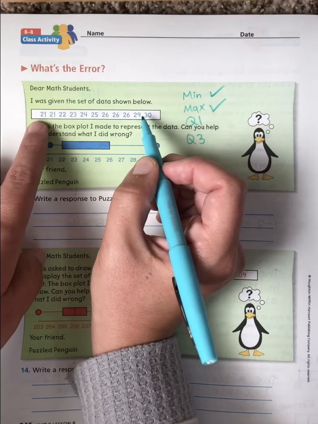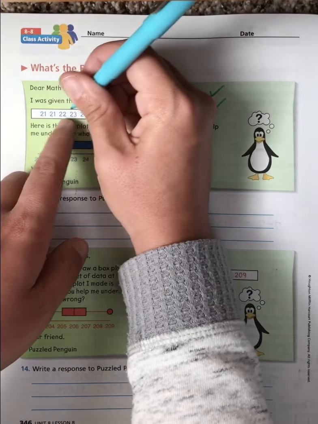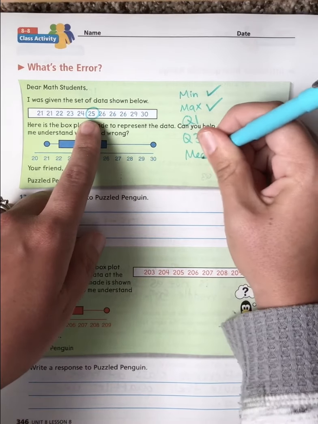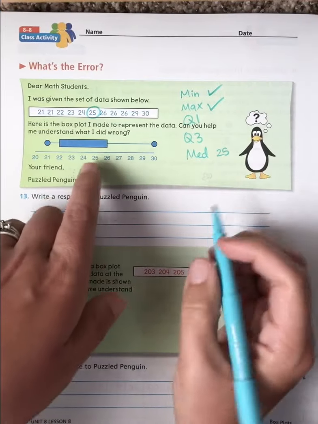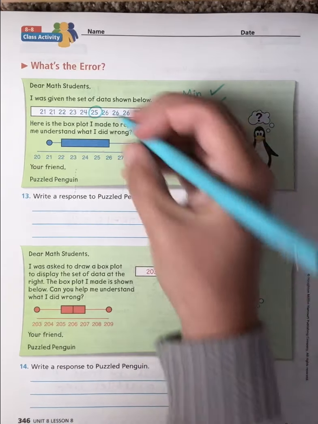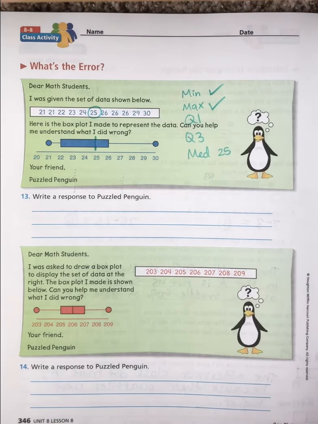So let's see, half of 10 would be 5. So we're looking at the 6th one. 1, 2, 3, 4, 5, 6 right here. So here's my median. I should write that down. Median should be 25. Ooh, I see something he missed. He did not identify the median. There should be a line right here at 25.